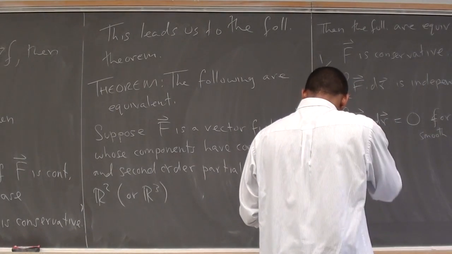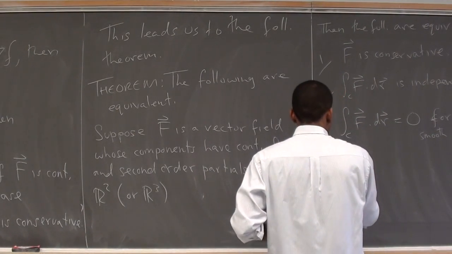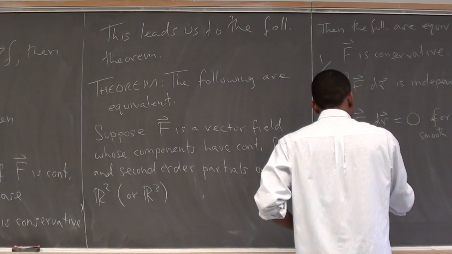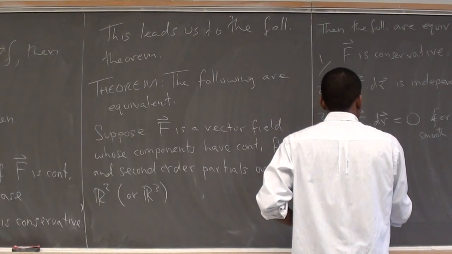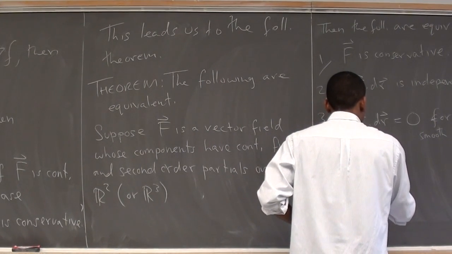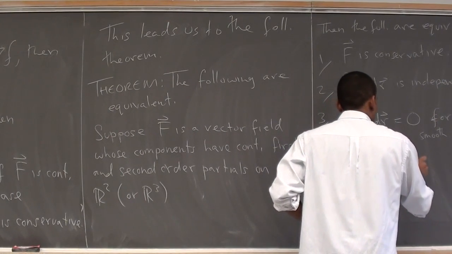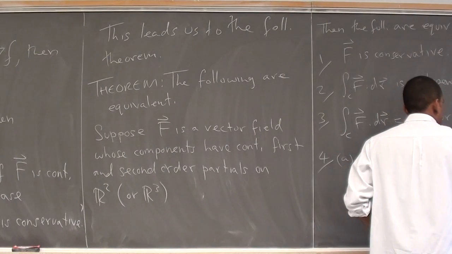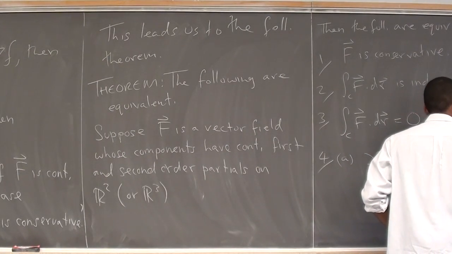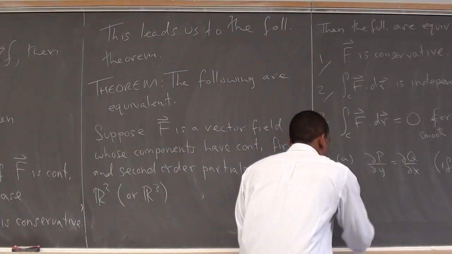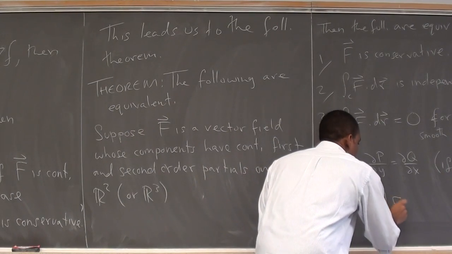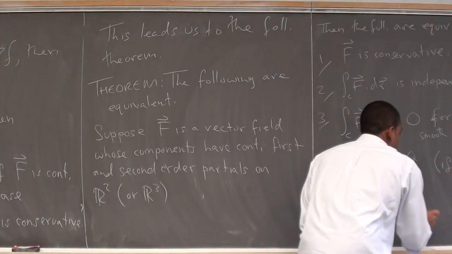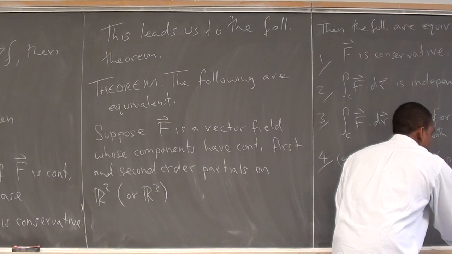4, parts A and B. A, the partial of P with respect to y equals the partial of Q with respect to x, if your f looks like P, Q. B, the curl of f will be equal to 0 if your f is 3-dimensional.